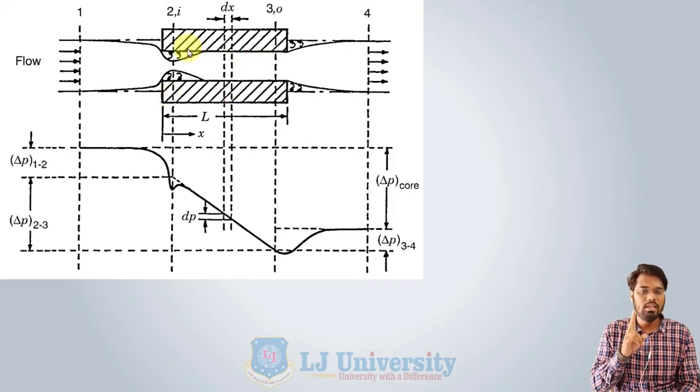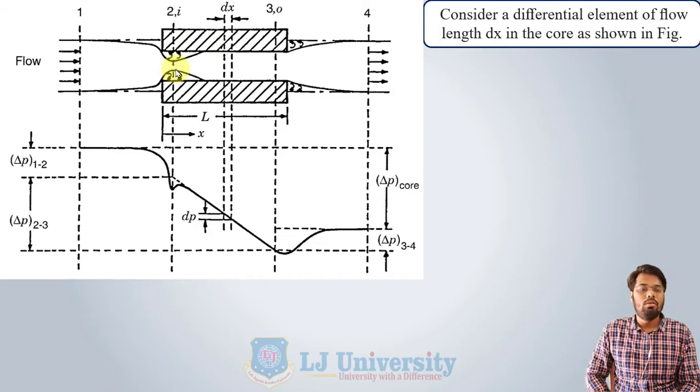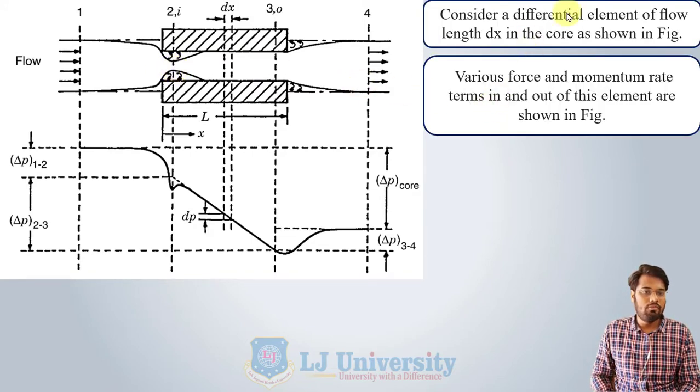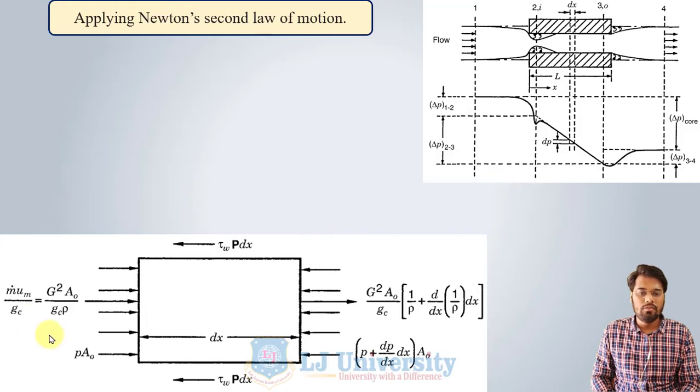First, as we can see, this is the friction between the fluid and the plate, and second is a momentum change due to the sudden contraction. Now consider a differential element. This is the differential element which we have considered, whose length is dx. Various force and momentum rates in and out of this element are shown in the figure. This is the small elementary length dx which is shown here.